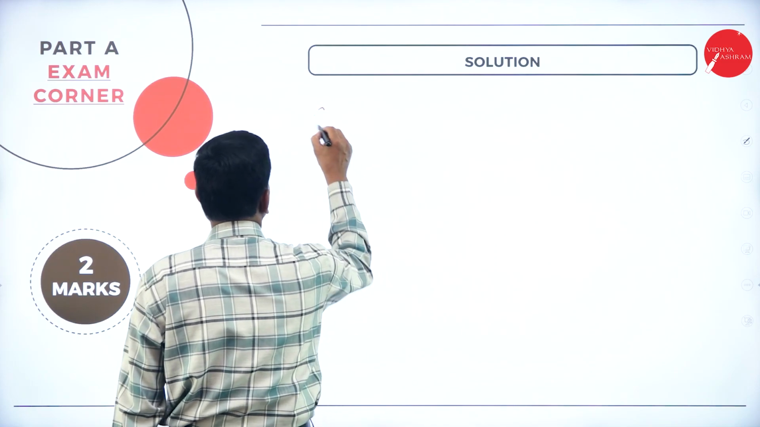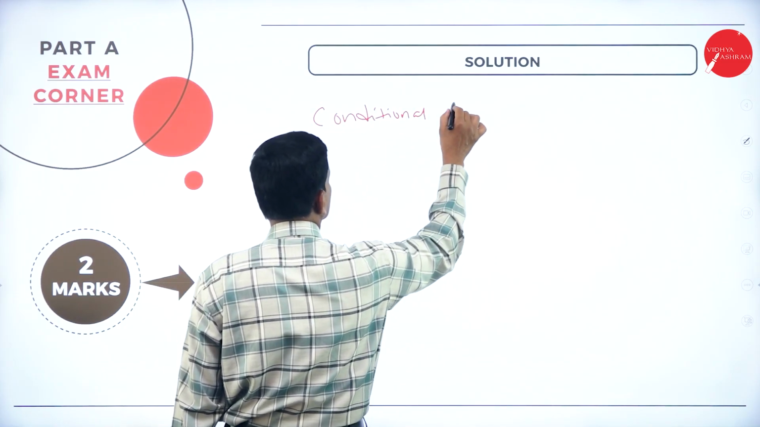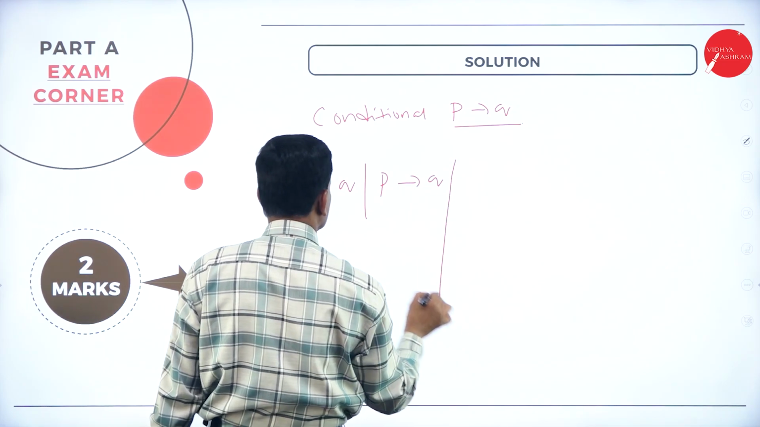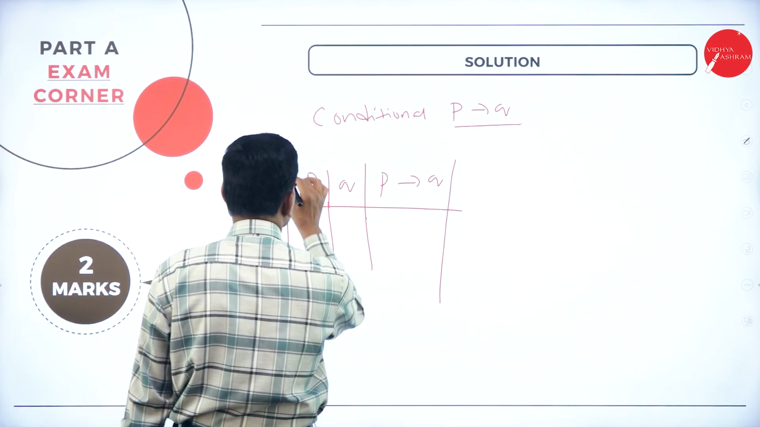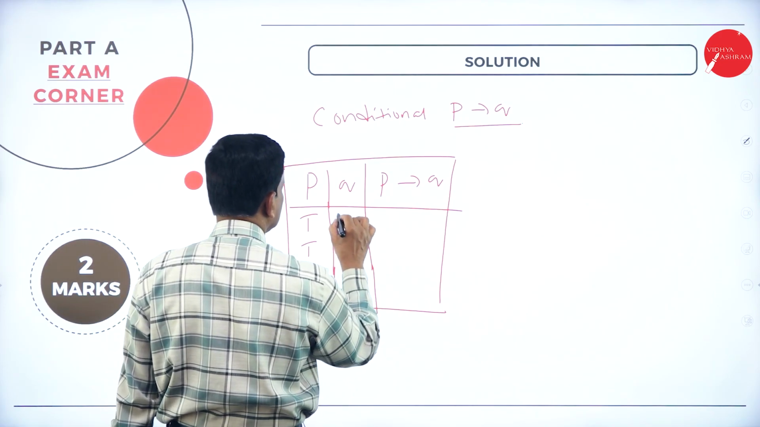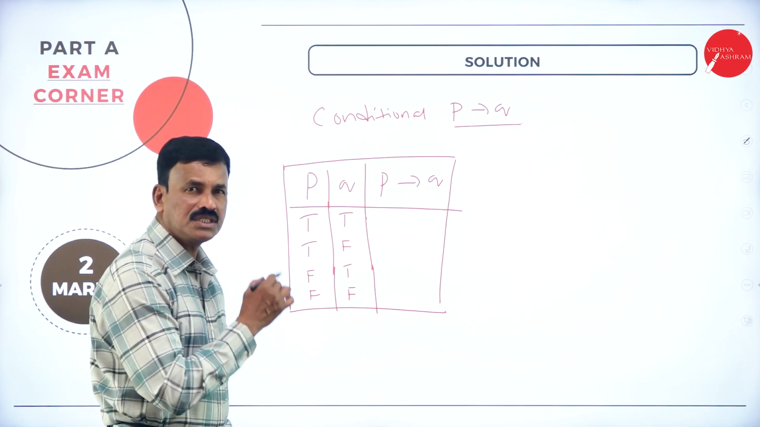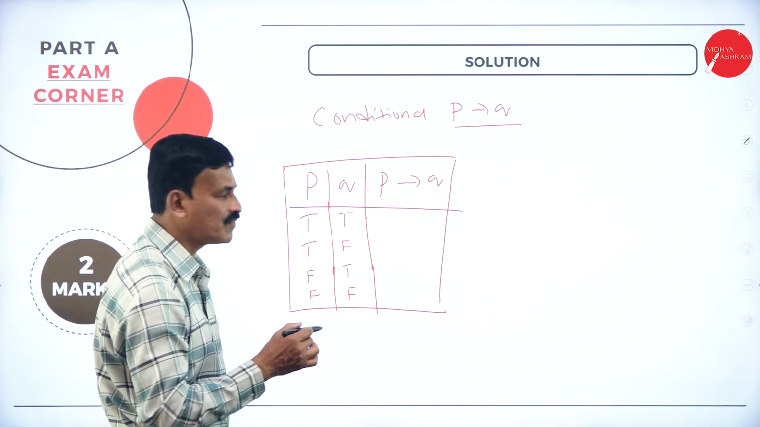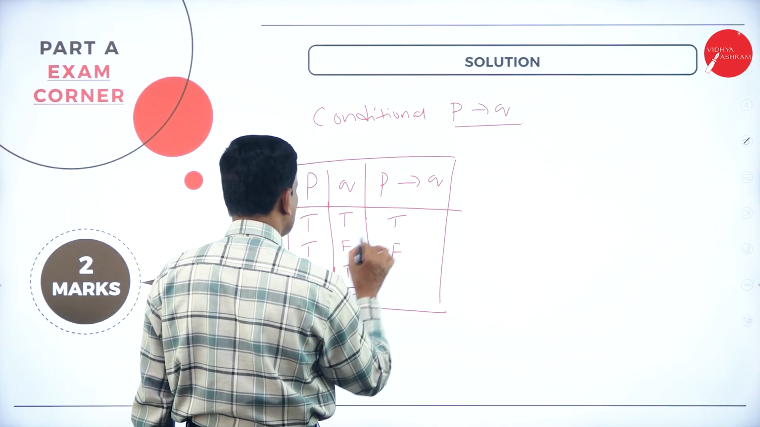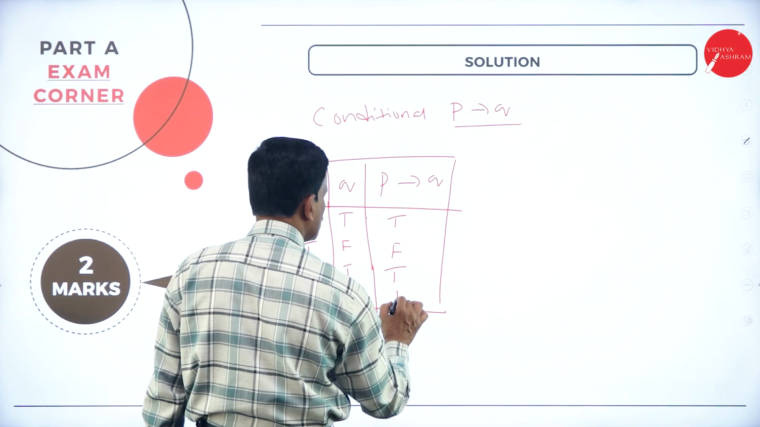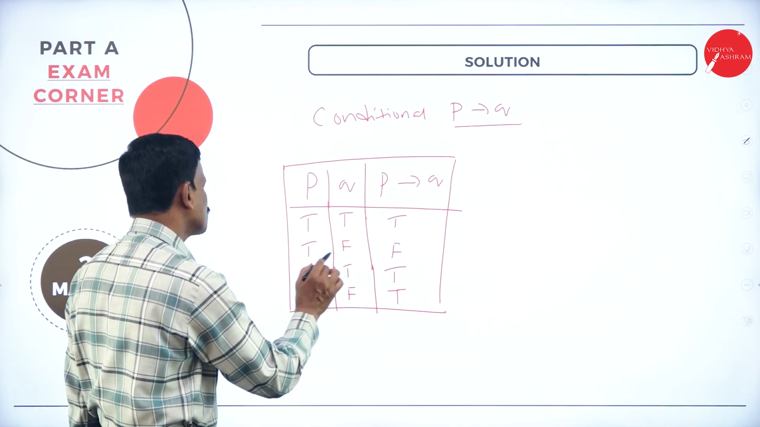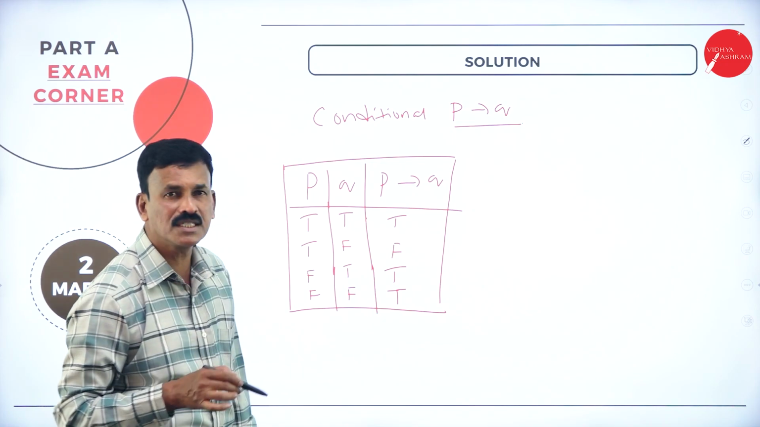So you know conditional, that is P conditional to Q. Write down P, Q and P conditional to Q. Here the values considering the 2 inputs are T, T, F, F for P and T, F, T, F for Q. So the result is T, F, T, T. In conditional, if true and false is there, it is false; in other cases it is true. True and true is true, true and false is false, false and true is true, false and false also true. If you write this much, you will get 2 marks.